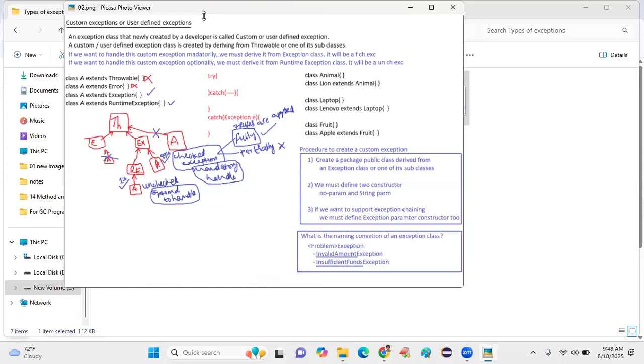Tomorrow, as usual, offline and online classes will be there. So please practice the custom and checked exception rules. Checked exception, 6 rules, practice again and come tomorrow. Tomorrow we'll continue this.